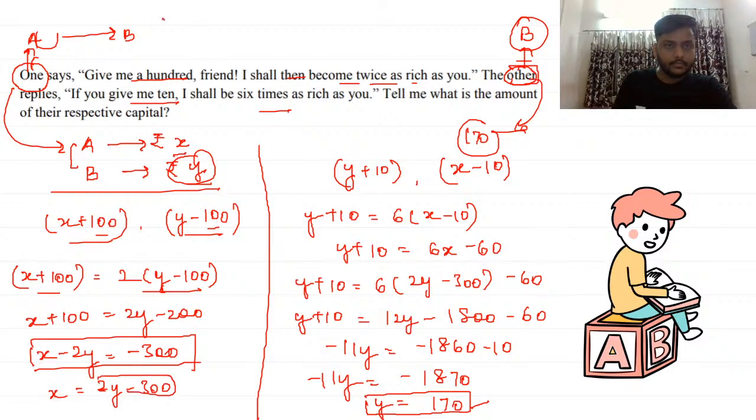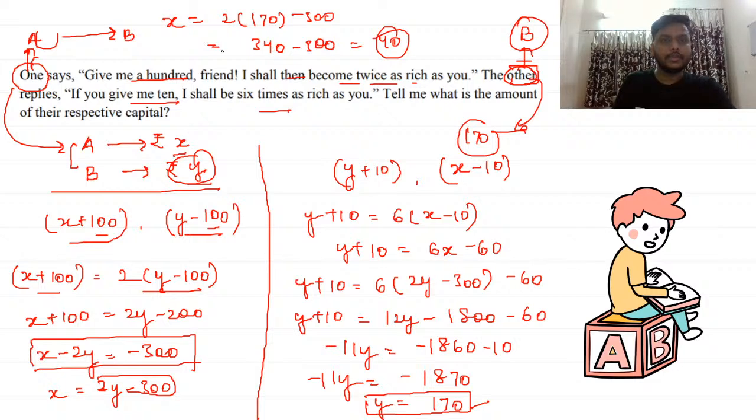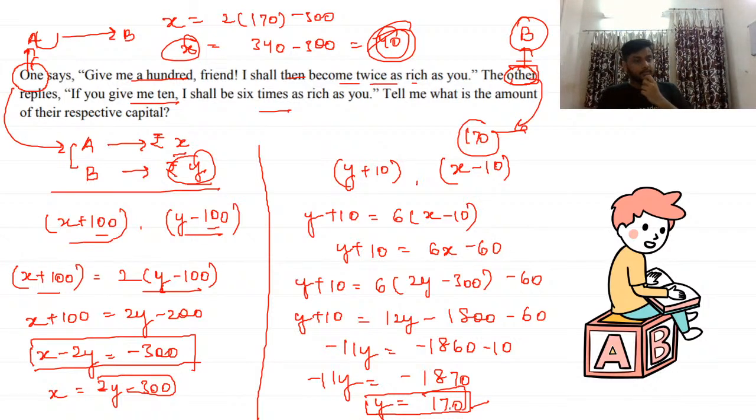Let's do it. X is equal to 2 times of 170 minus 300. That will be 340 minus 300, and that is going to be 40 rupees, which means that the first person is having 40 rupees and the second person is having 170 rupees. How many of you are clear with this? Got this? Hello Raj, how are you? Am I clear with this, guys?